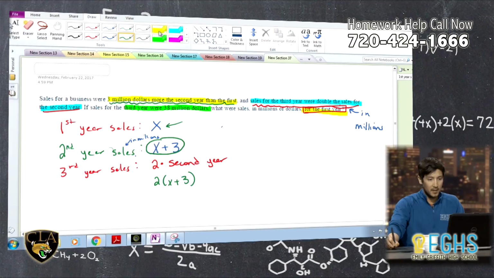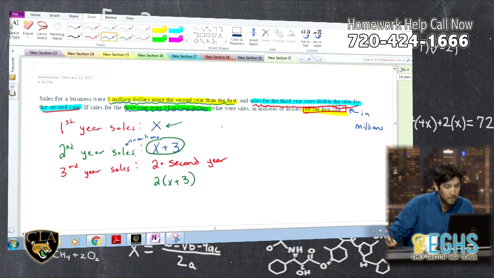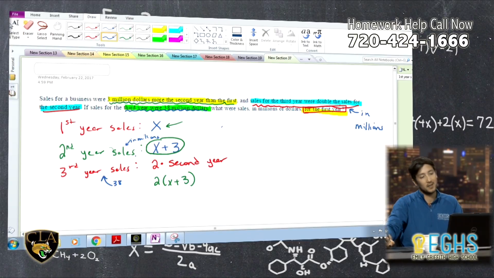Now this is all great, except we don't have a number. Well, we do have a number, but you need to pull that out too. You would never be able to solve this if nobody told you how much was sold in any given year. So this is where you need to be careful. It's saying sales for the third year were 38 million. So third year sales were 38. And we also are given information that third year was double the second year. So we can say that these two are equivalent. And now we have 2 times the second year equals $38 million.